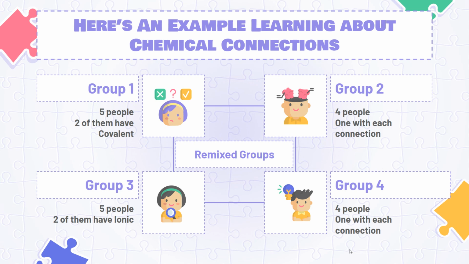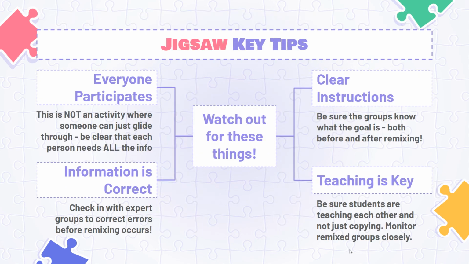This is one of the ways to deal with that. So some key tips to make your jigsaw work right. Everyone has to participate. This is not an optional, let somebody sort of sneak through activity. I am very clear with my students that the first group, everyone has to join up. Everybody has to have the info because they're going to bring it to the next group and they are not going to have somebody to help them. So everyone absolutely must participate.